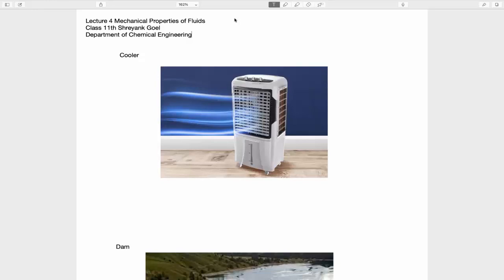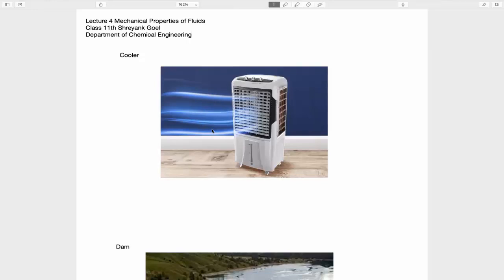The first example I have taken is the cooler. When you switch on the cooler, the fan blows some cool air into the surroundings. When this cool air comes into the surroundings, the hot air in the surroundings mixes with this cool air, and that helps in reducing the temperature of the atmosphere.